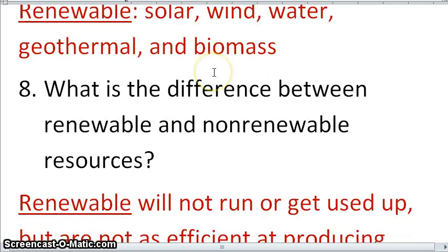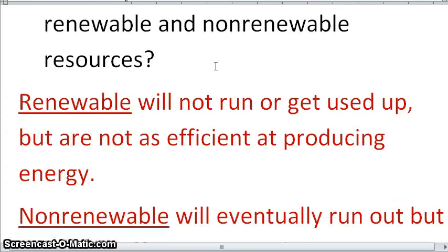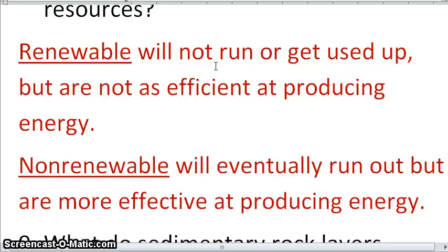Question 8, sticking with our topic of energy sources, what's the difference between renewable and non-renewable resources? Okay, with renewable resources, just like the word says, they're renewable, they're not going to run out, they can be reused, but they are not as efficient at producing energy, so they are not as effective either. So it takes a little bit more. Also, they cost a little bit more because you need to have more of them to produce the same amount of energy.